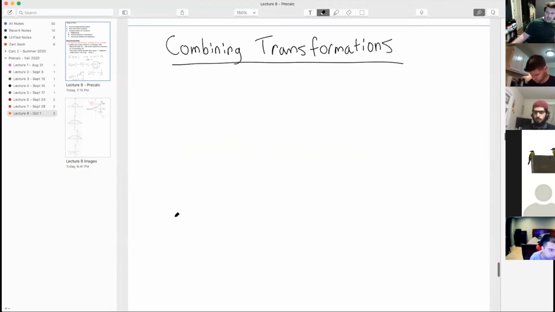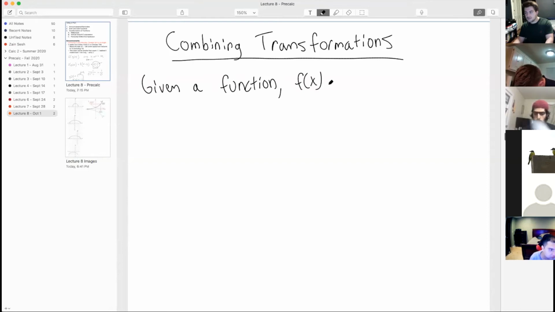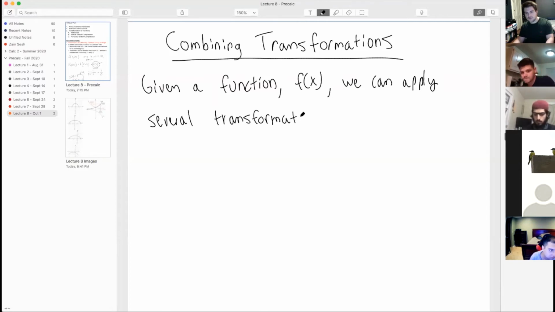So we have now introduced all of the possible transformations, and now we're just going to combine them into some problems here. So here we go. Given a function f of x, we can apply several transformations to it at the same time.